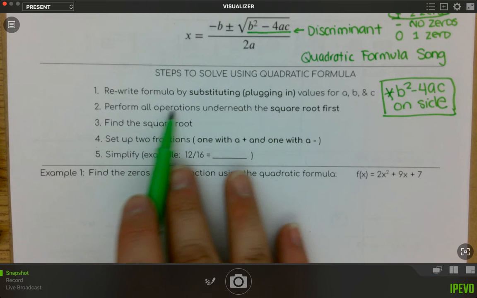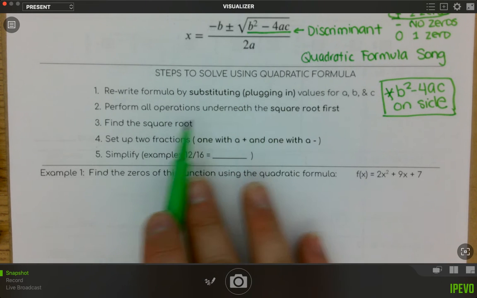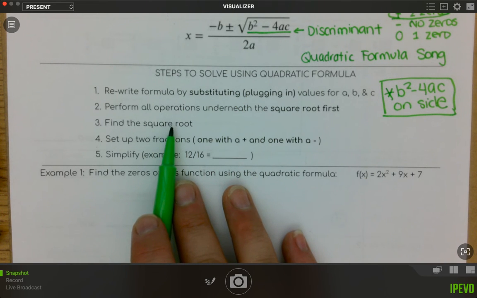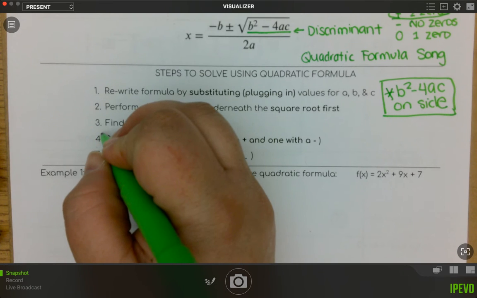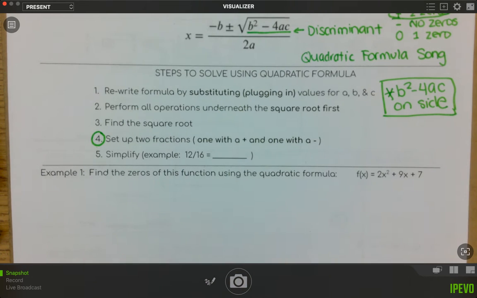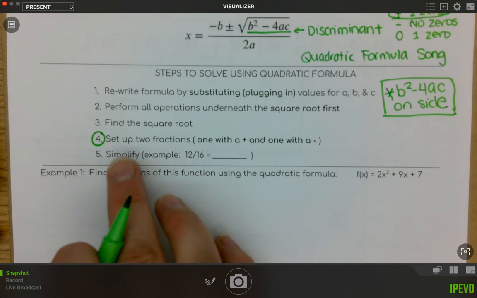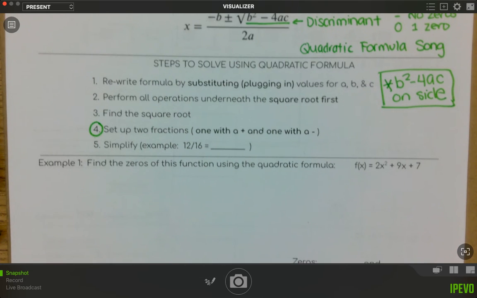Then, after you do the part under the square root, do the square root. And this is where you're going to get a little stuck. You have to set it up as 2 fractions, one with a plus and one with a minus. I'm going to go ahead and start the first example, and then I'll explain what number 5 looks like.